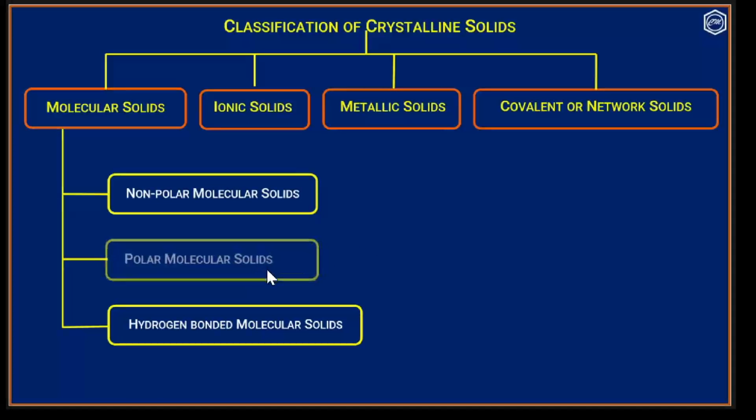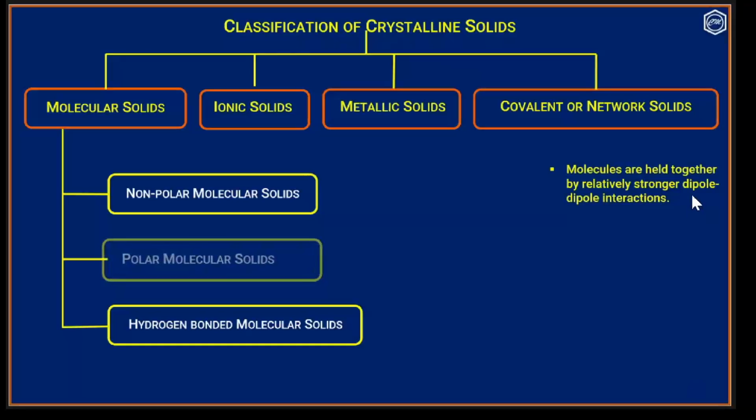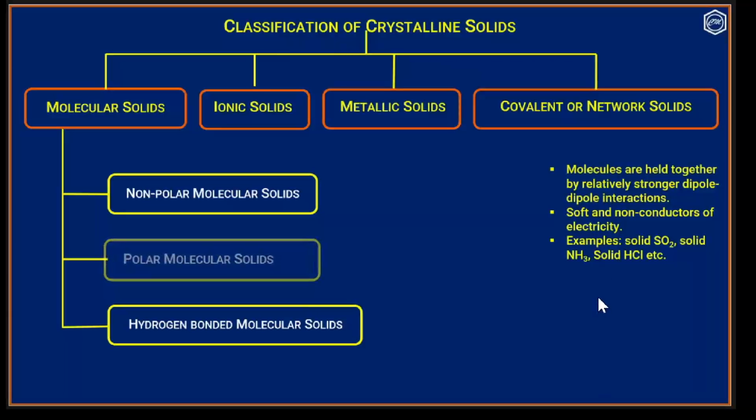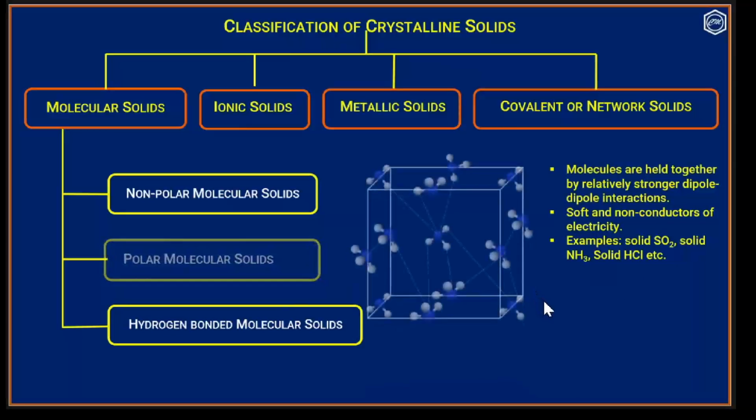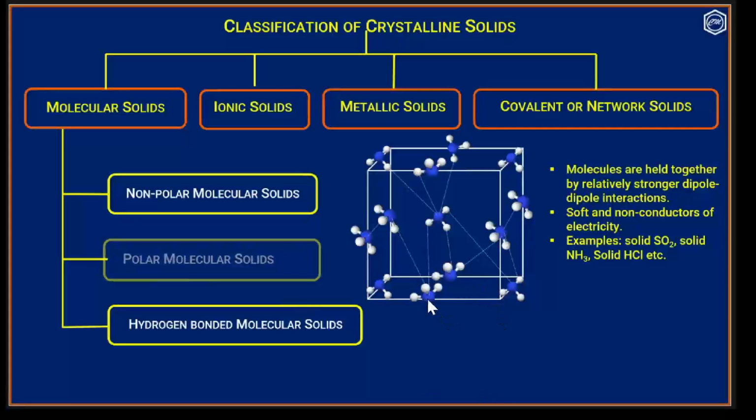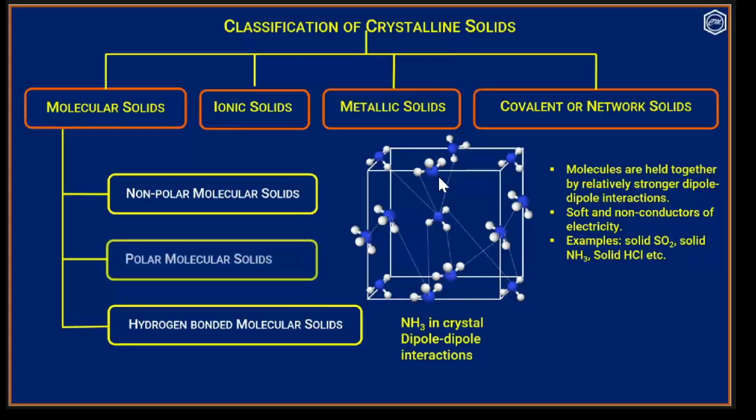Second category is polar molecular solids. Molecules are held together by relatively strong dipole-dipole interactions, soft and non-conductors of electricity. Some examples are solid sulfur dioxide, solid ammonia, solid HCl, etc. And this is a solid ammonia crystal. And the dipole-dipole interactions hold the molecules together.